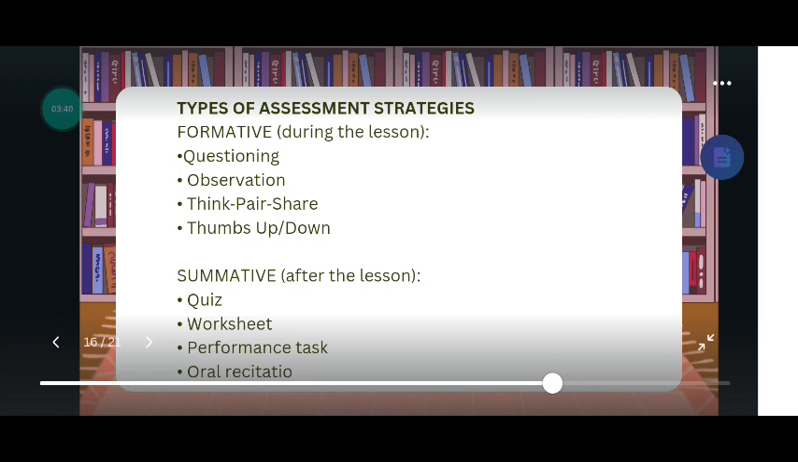Then the performance tasks. Here in performance task, you can make them an assignment, something like that. And lastly is the oral recitation. In oral recitation, you can ask the students if they really understood the lesson or if they have questions regarding your lesson.